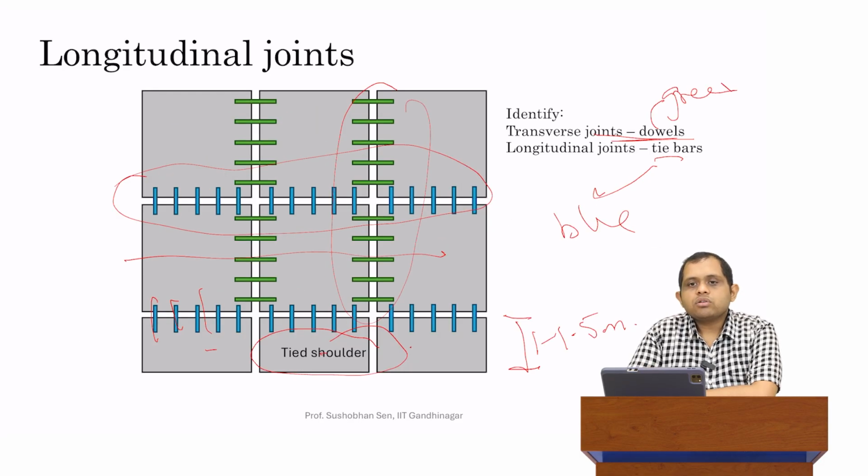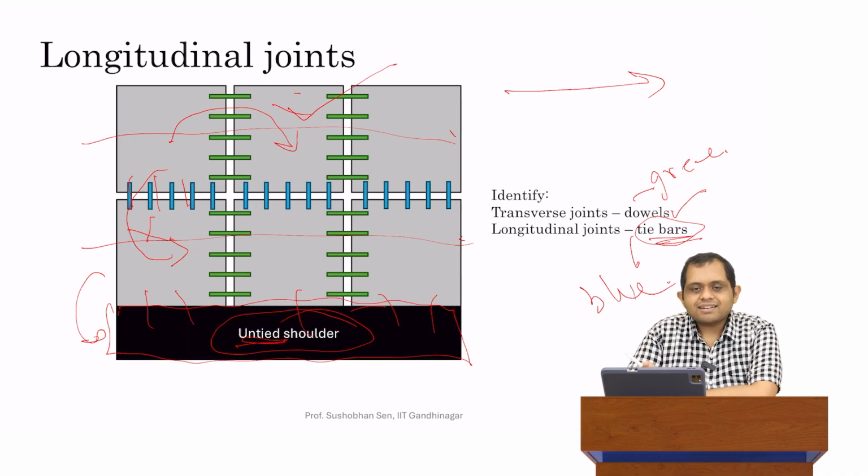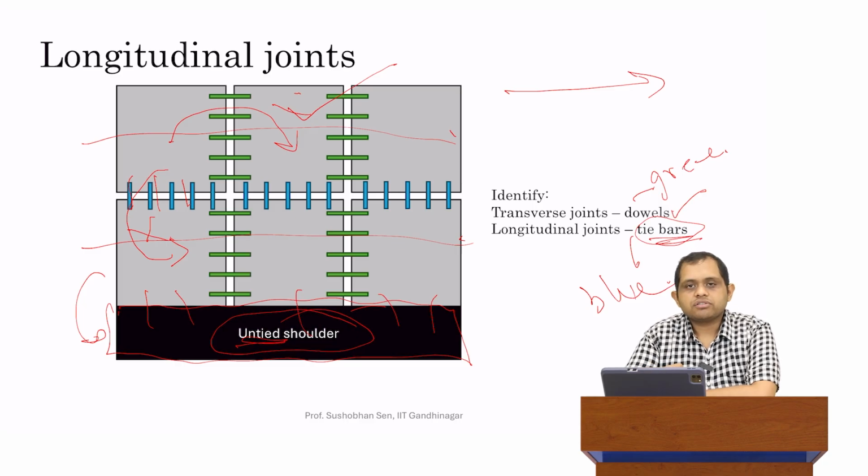When the shoulder is also made of rigid pavement, when it also consists of PCC slabs, then we can put these tie bars in between, and that's what we call a tied shoulder. In both cases, in classical analysis, the presence of the tie bar does not make a difference in terms of load transfer. But that's mechanistically not correct. In modern analysis, which we'll talk about in module 3, we can incorporate the effect of load transfer across the longitudinal slab.